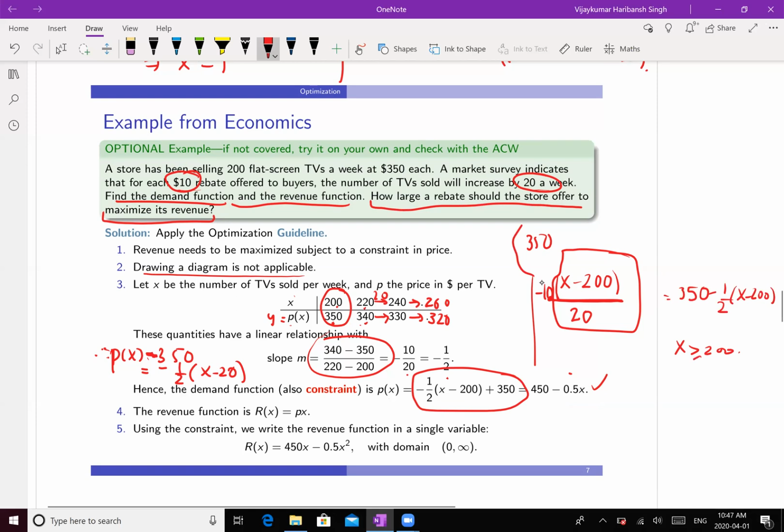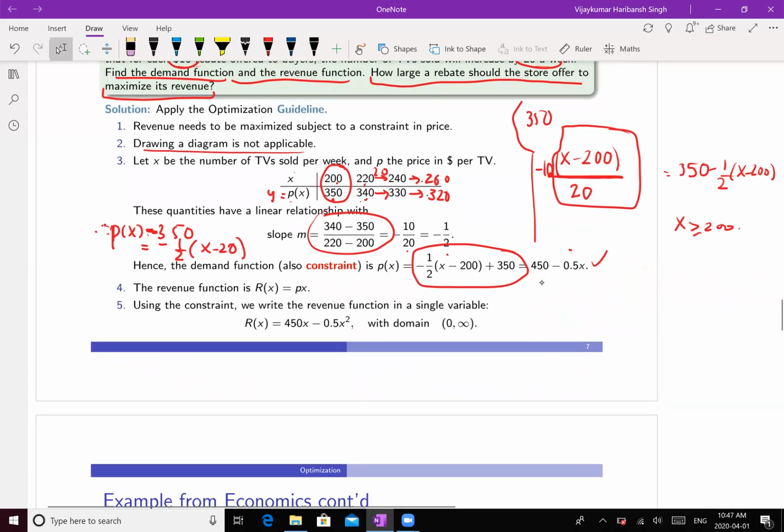Okay. So now we have gotten the price. So now what is the revenue? Revenue is basically price times the quantity sold or the quantity demanded. So we'll have (450 minus 0.5x), which is the price, times x. This is my revenue. So this is going to be 450x minus 0.5x squared.